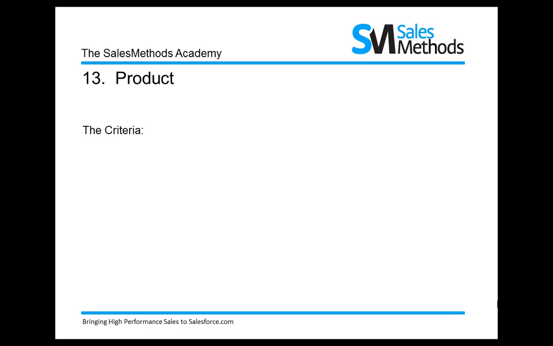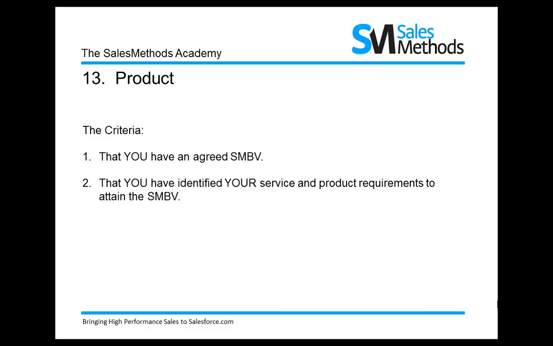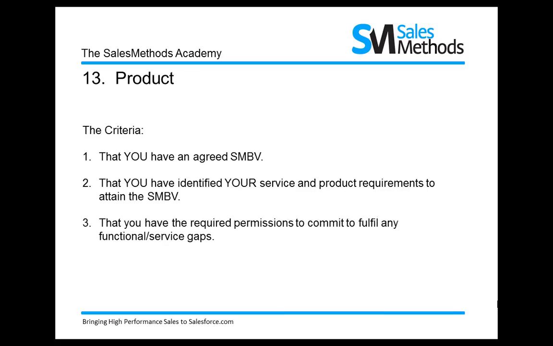And the criteria: 1. That you have agreed a sustainable mutual business value. 2. That you have identified your service and product requirements to attain the sustainable mutual business value. 3. That you have the required permissions to commit to fulfill any functional or service gaps.